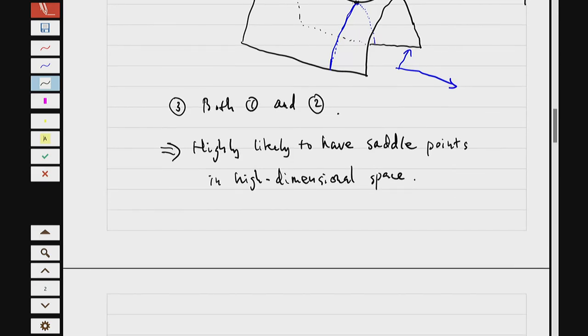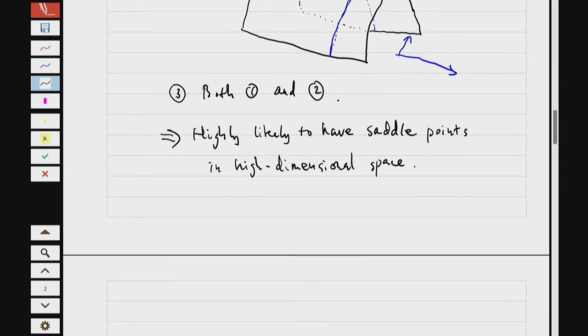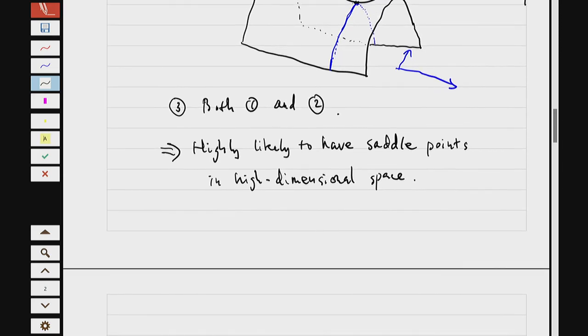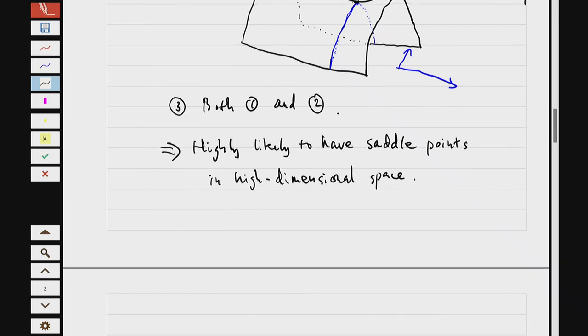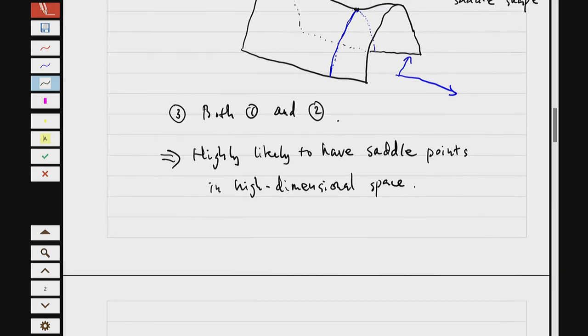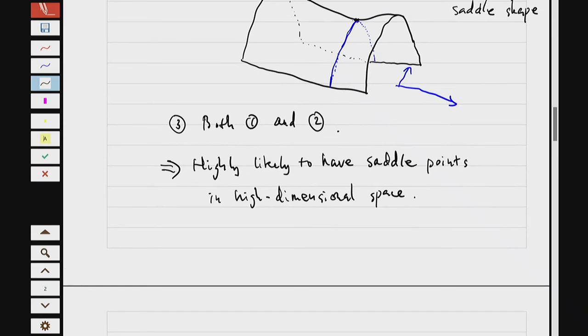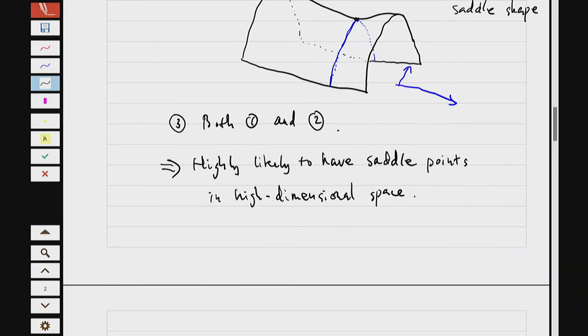And unfortunately, we cannot avoid high dimensional spaces in machine learning. So again, at the saddle point, by definition, the gradient is 0, right? That's the definition of a saddle point. Well, the gradient is 0, and it's not a maximum or minimum. When the gradient is 0, we get into trouble with our gradient descent methods.